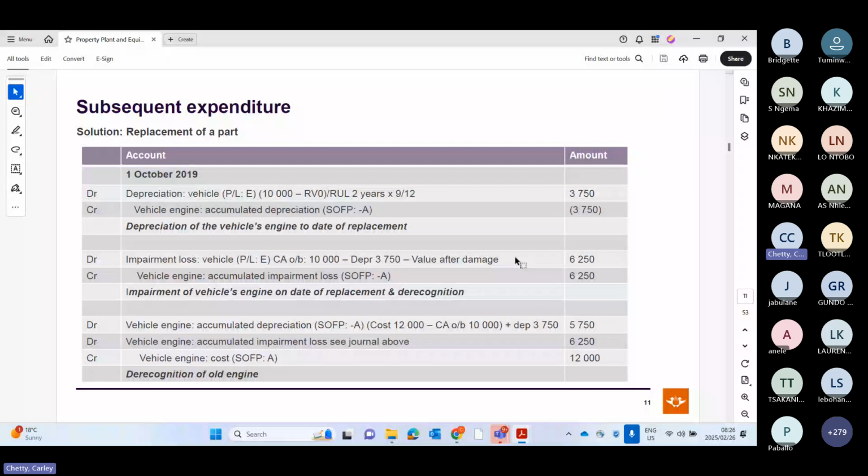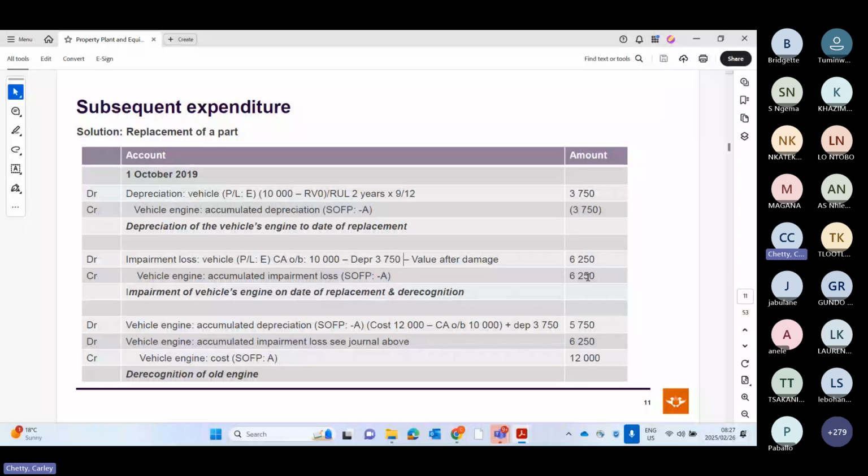And this is going to result in an impairment. So we're debiting impairment loss vehicles, okay? It's the car engine basically. And an impairment is an expense. And then we are crediting vehicle engine accumulated impairment loss. And this is a negative asset in the statement of financial position. So now we have impaired the old engine. We have basically reduced the carrying amount to nil.